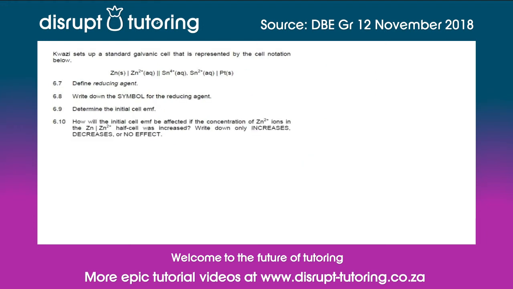Okay, and then the last few questions, 6.7 asks us to define the reducing agent. So a reducing agent is the substance that is oxidized and is therefore the substance that donates electrons. And we're asked to write down the symbol of the reducing agent. So the reducing agent is the anode, which is written first, and in this case, the anode is zinc, so the symbol for the reducing agent is Zn.